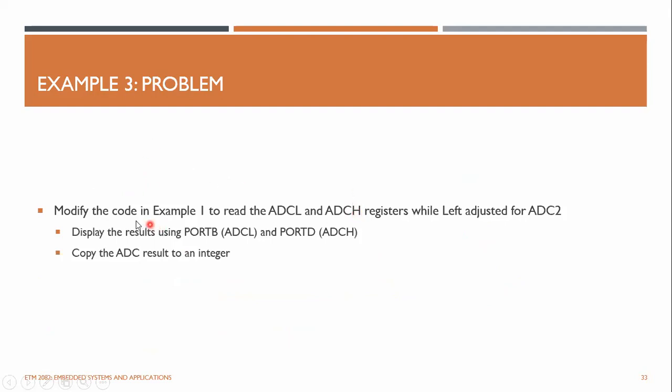And example number 3, it is asked to modify code 1 to read this ADCL and ADCH registers, to have 10-bit resolution while left adjusted for the channel ADC2. Now I'm using the ADC2 channel, not ADC0. Display the results using port B for ADCL, because since it is 10-bit, you can use port B to represent these 8 bits, and the other 2 bits can be represented from port D. And also you can copy that ADC value to an integer, right?